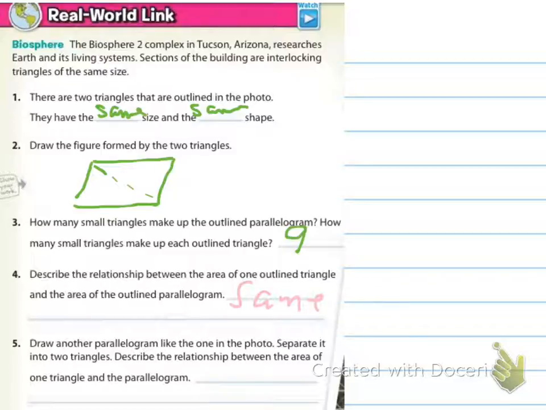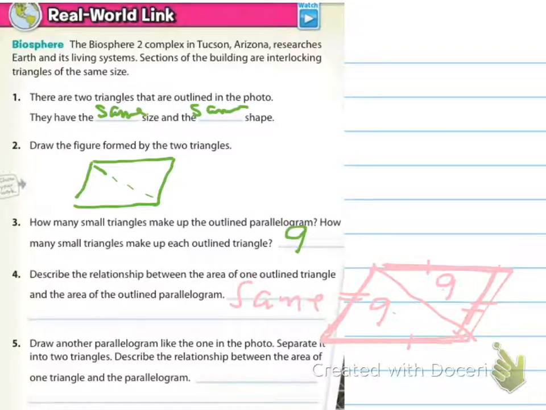Draw another parallelogram like the one in the photo. Separate it into two triangles and describe the relationship between the area of one triangle and the parallelogram. So if I were to draw another one, and of course, a parallelogram is supposed to have these two sides congruent and these two congruent. And so if I were to go this direction and make two triangles, since this side and this side are the same as this side and this side, that makes up two triangles that are the same. So if I find the area of this one to say, using the example before, is 9, and this one is 9, then the area is 18.